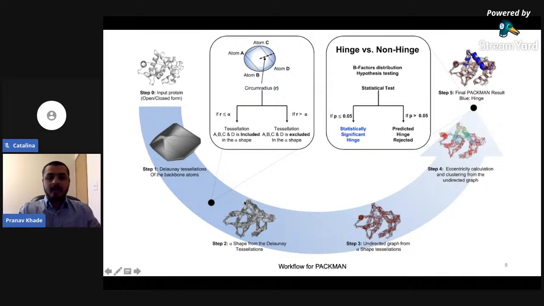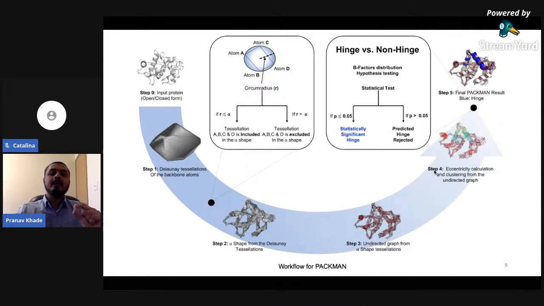Then we convert this alpha shape into an undirected graph, where we connect all the 4 points inside a tessellation to each other, so A will be connected to B, C, and D, and so on. Once we get this undirected graph, like any other undirected graph, it has centrality properties. One of them is called eccentricity. Eccentricity is very simple.